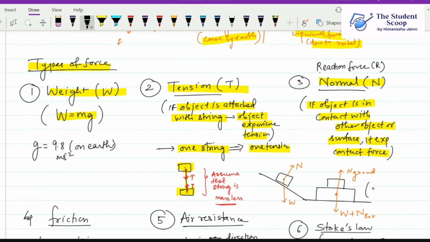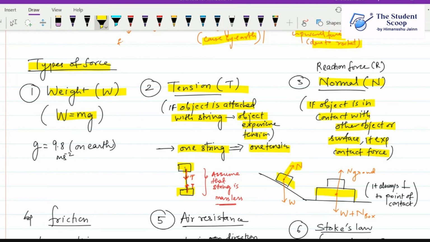Now, one thing that we like to note about a normal force is that it is always perpendicular to the point of contact. So if the ground is inclined like this, the normal force will be perpendicular to the ground.